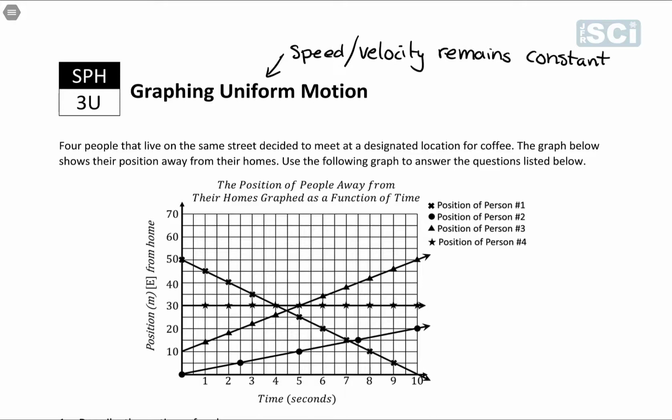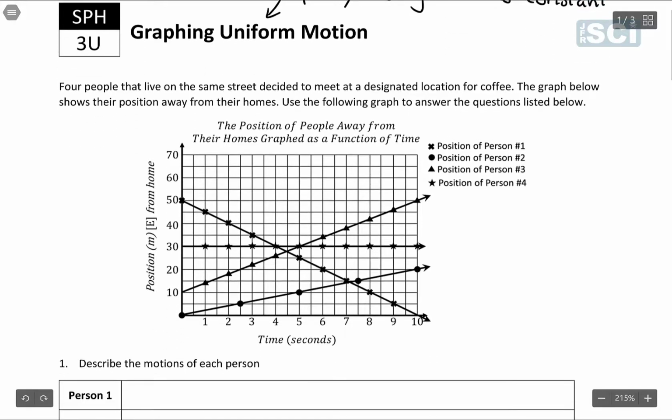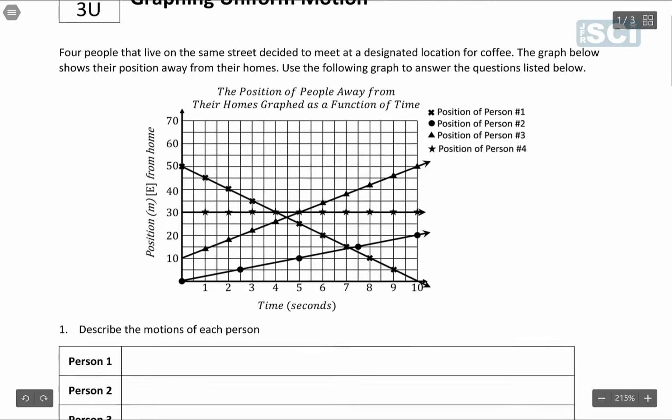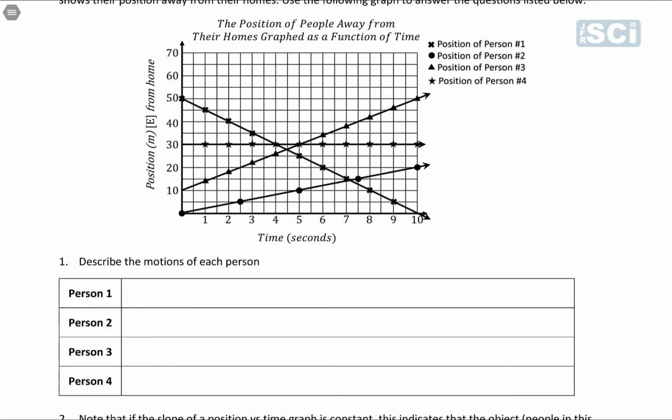All right, so graphing uniform motion. If I look at this first graph here, it's for 4 people that live on the same street and they are going to meet for some coffee. And the first thing we want to do is identify what is actually happening in this graph. That's a skill we're going to develop throughout this lesson, to be able to define or describe what is occurring inside a position versus time graph, or a velocity versus time graph, or even further, an acceleration versus time graph.